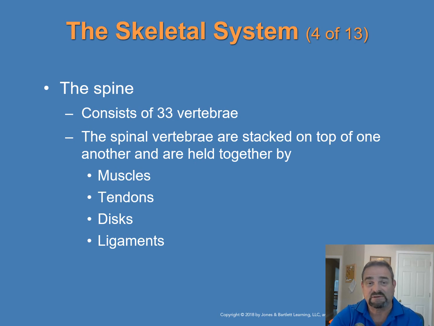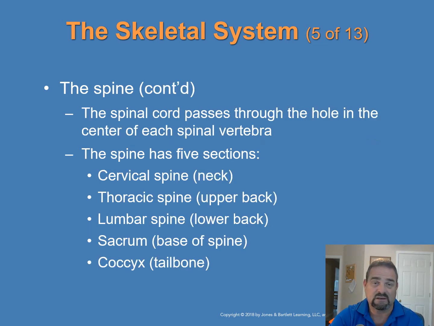The spine. The spine consists of 33 different vertebrae. The spine vertebrae are stacked one on top of the other, and they're held together by the muscles, the tendons, the disc, and the ligaments. The spinal cord passes through the center of the spinal vertebrae themselves. The spine has 5 sections. It has the cervical spine, okay? The cervical spine is the neck.